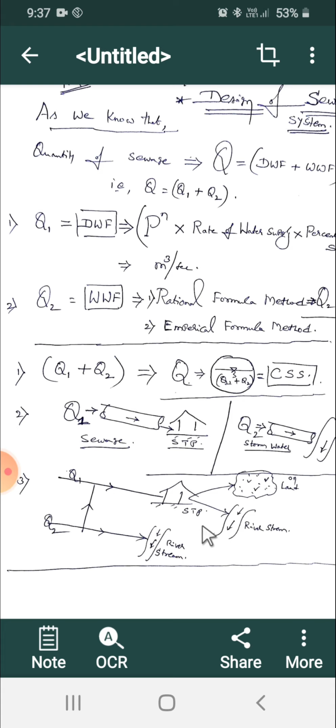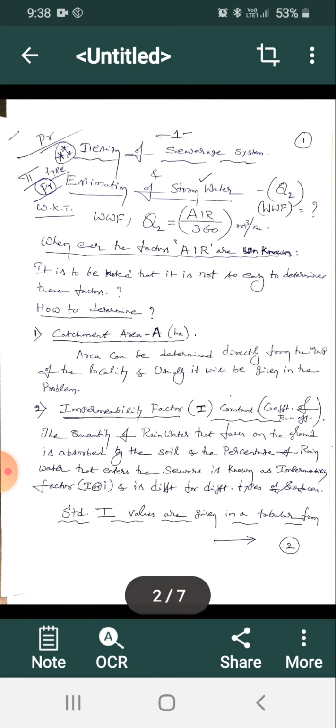Okay. Previously we have done a lot of things. Now let us start with today's another chapter, that is design of sewerage system in another way. This is nothing but estimation of storm water. So, design of sewerage system and estimation of storm water.